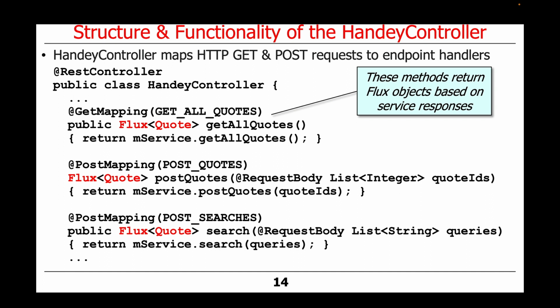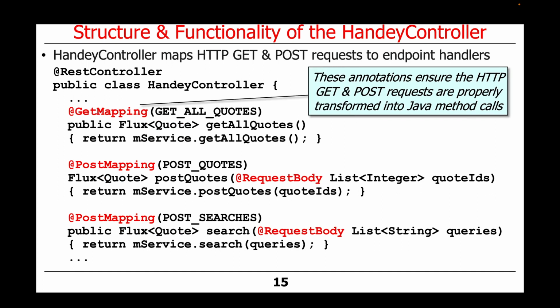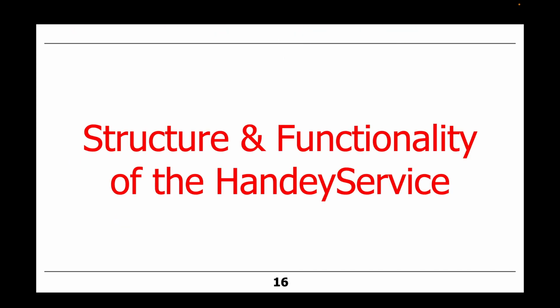So this is something that's different from what we've talked about before. Up to this point, we've typically passed back lists of things, but now we're passing back fluxes. And you can also see that we have get and post mapping annotations added here, which essentially instruct Spring to route the incoming requests to these endpoint handler methods so that they can be turned into Java method calls. And you can see we've also got the request body annotation, which says to treat these things as lists of integers. Otherwise, they wouldn't get extracted from the body of the HTTP request properly.